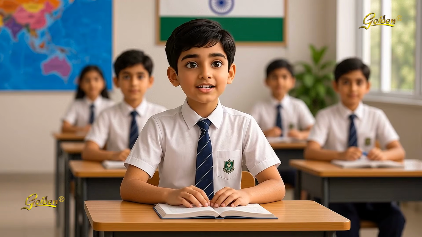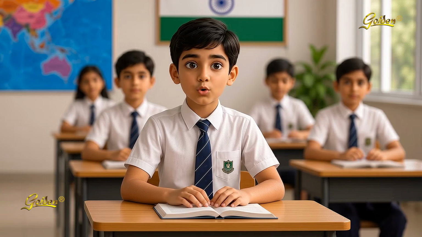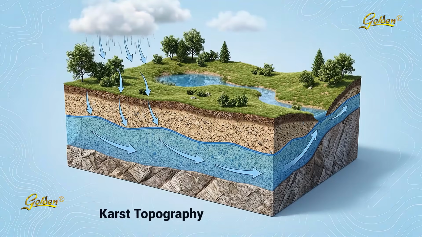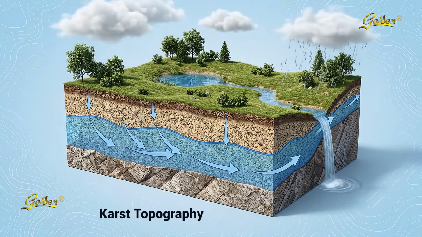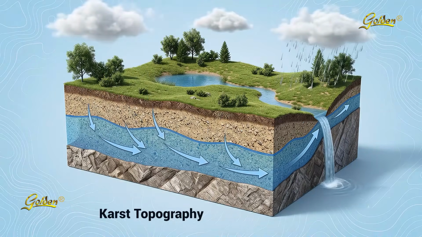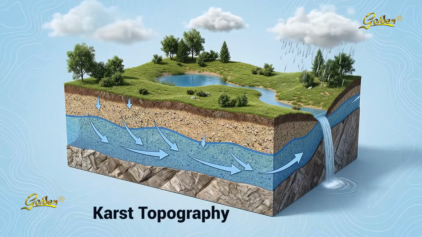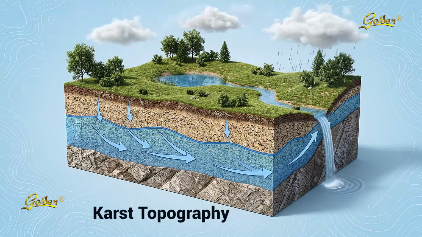Ma'am, please define underground water along with its role in landforms. Why not, Arvind? The water present below the surface of Earth is underground water. It creates unique landform called karst topography through chemical weathering and erosion.